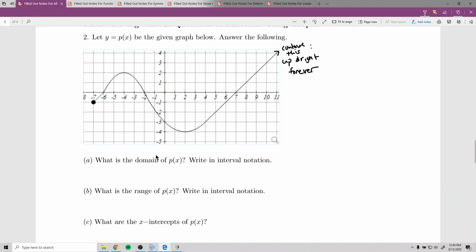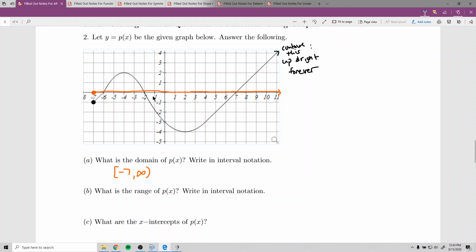All right, so as far as the domain goes, the farthest left we go is -7. We only want interval notation here. And it's going right forever, which means it's going to go to infinity. Right, so the farthest left we go is -7. The farthest right we go, it's going to go right forever, so it's going to infinity.